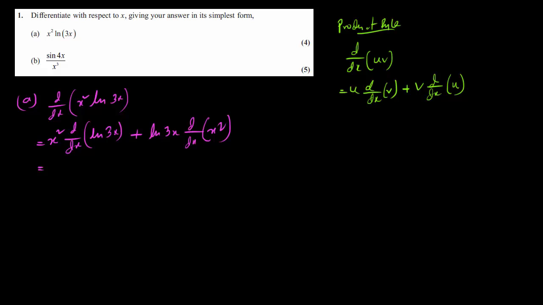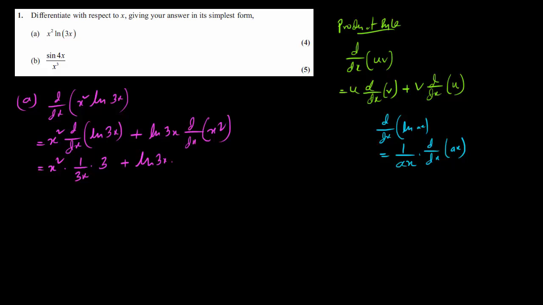Now we have to differentiate ln thrice x and x squared. The differentiation for ln thrice x: d by dx of ln ax is the reciprocal of that expression times the chain rule d by dx of ax. So this is going to be x squared times 1 by thrice x, reciprocal of thrice x, into d by dx of thrice x, which is 3, plus ln thrice x into d by dx of x squared, which is twice x. So if you simplify, this 3 and this 3 cancel off and we get x squared divided by x, which is x, plus twice x has to be in front of ln thrice x. So this is going to be the value.